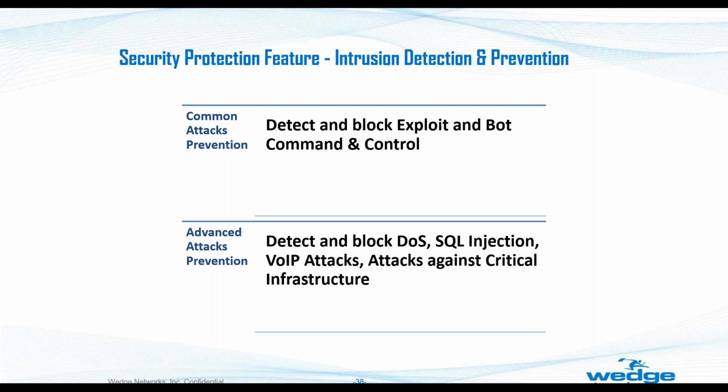Typically IDPS is used for server protection. However, terminal devices such as the AP device, your computer, or cell phone can also be targeted as clients attacking servers. This is why WedgeCND by default provides protection against exploits, attacks, and bot command and control. The advanced attack protection is usually used for server protection purposes. It includes such things as DoS, SQL injection, critical infrastructure attacks, and so on.